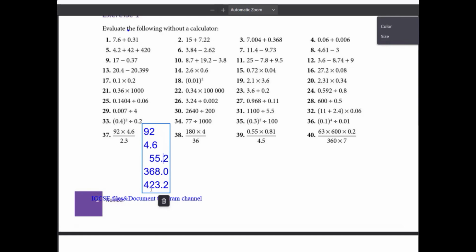Now we have this number, 423.2 divided by 2.3. So now my question is going to be 423.2 divided by 2.3.